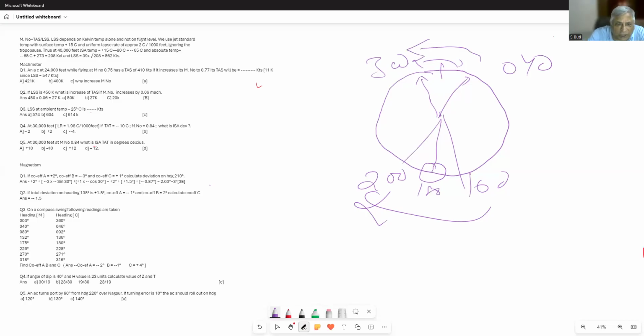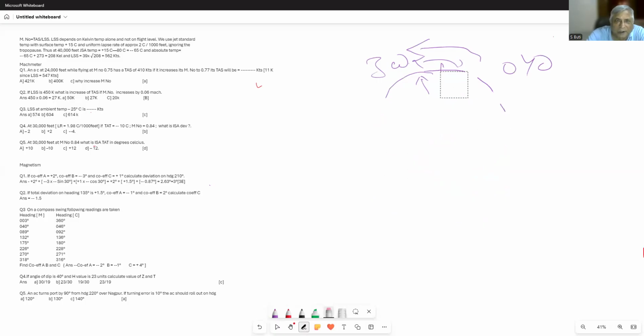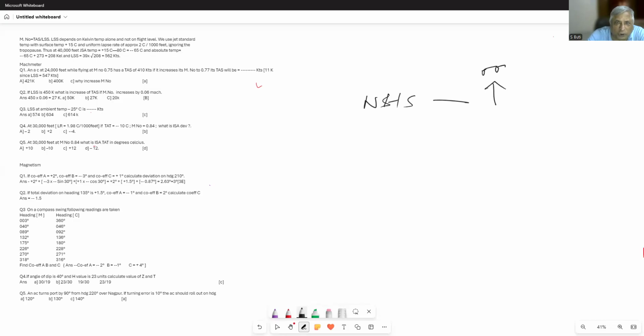Now you see, whichever is your hemisphere, if you are in the northern hemisphere and you are turning through north, meaning heading of 000, your compass will be sluggish or slow.